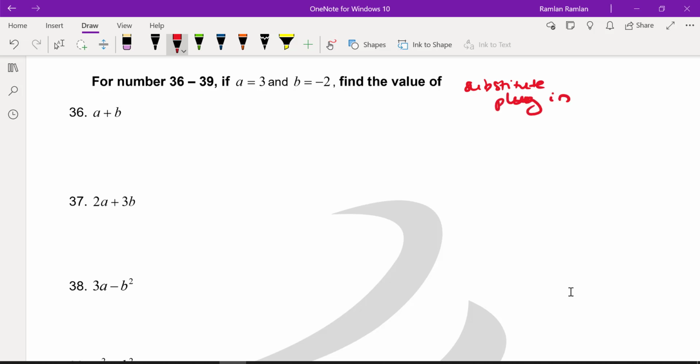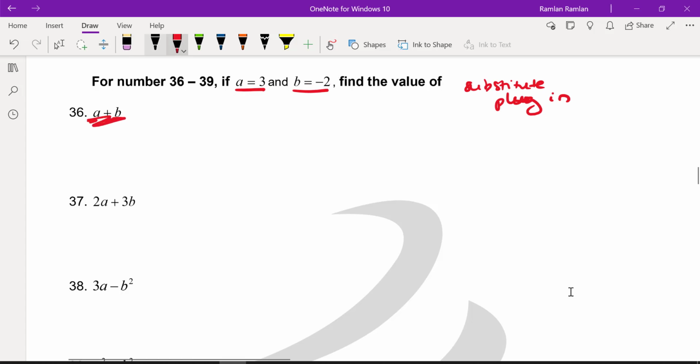So in this question, the value of a is 3 and the value of b is negative 2. In a different question, it can be different. But in this question, I have the value of a, which is 3, and the value of b, which is negative 2. So if I want to know the value of a plus b, you only need to substitute the a by 3 and b by negative 2. That's it. Okay, and then you do the arithmetic process.